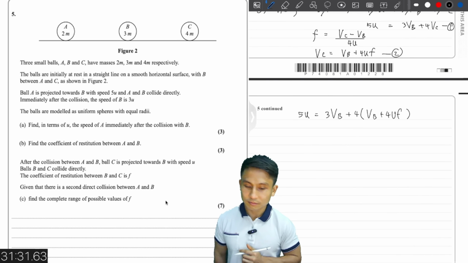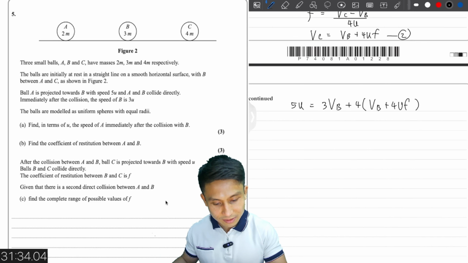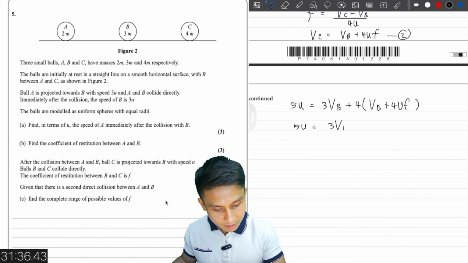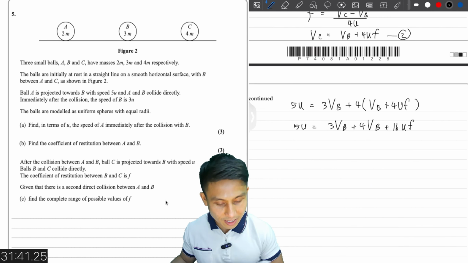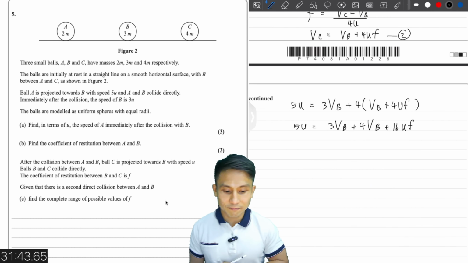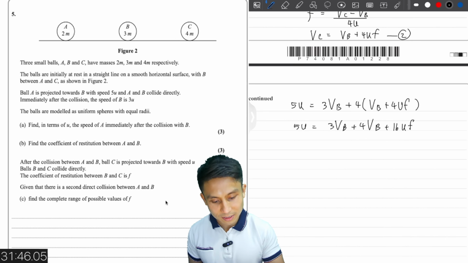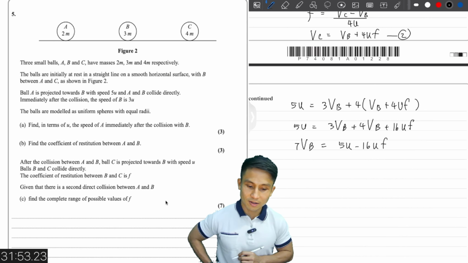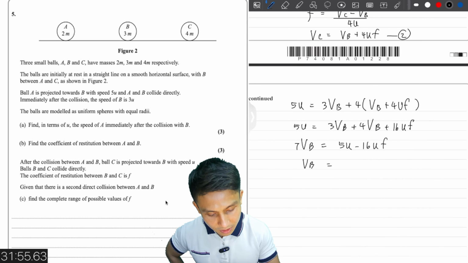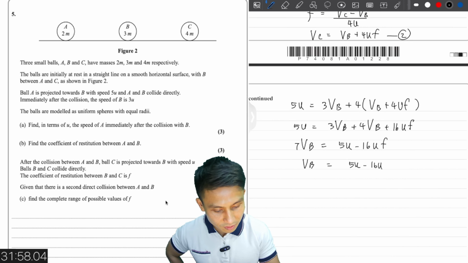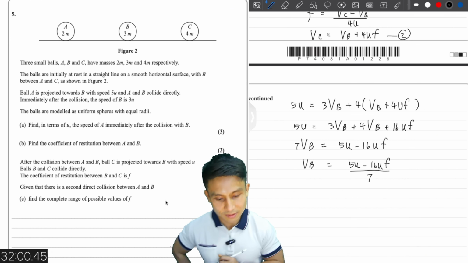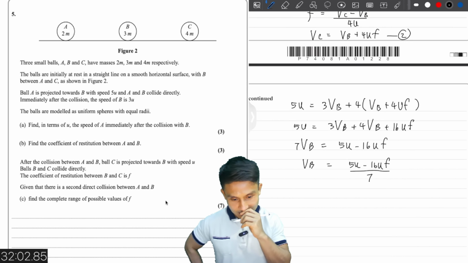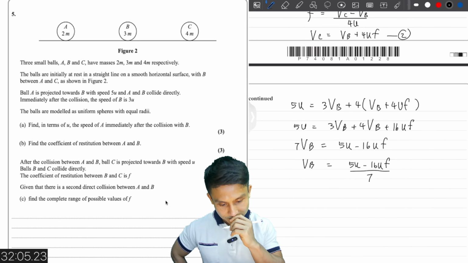Have a look at this, simplifying: plus 4VB plus 16uf. Let's make VB the subject. So we have 7VB equals 5u minus 16uf. Then VB is equal to 5u minus 16uf, divided by 7. Let me check everything again. Yep, I think that's fine.